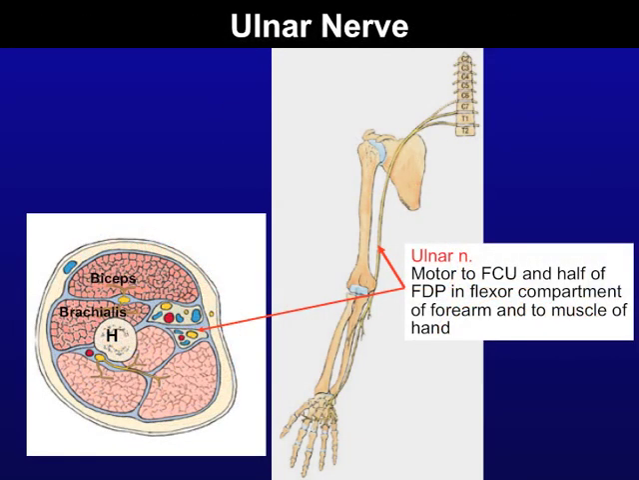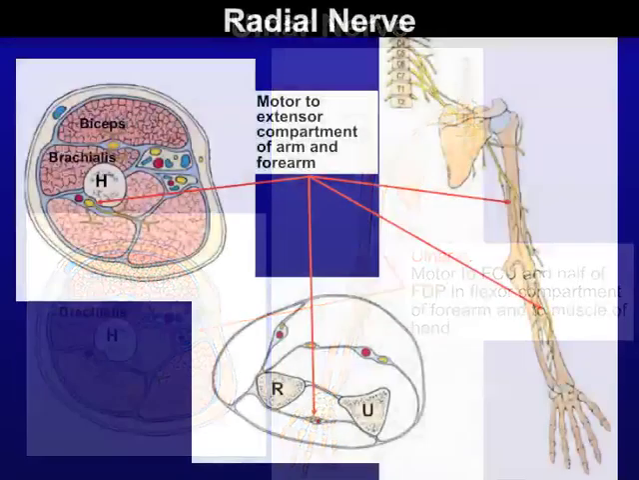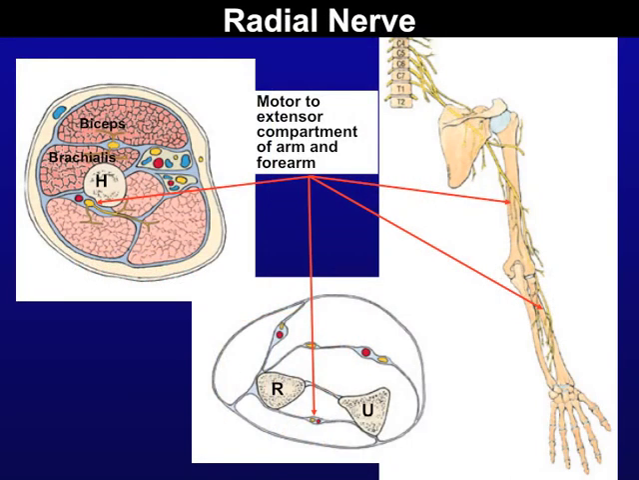The ulnar nerve was one of the terminal branches of the medial cord and travels to the forearm where it innervates 1.5 muscles, then continues to the hand. The radial nerve, one of the terminal branches of the posterior cord, travels to the posterior compartments of the arm and forearm to innervate the extensor muscles.